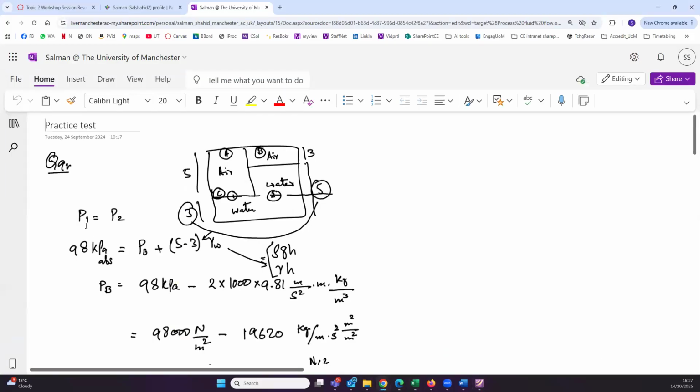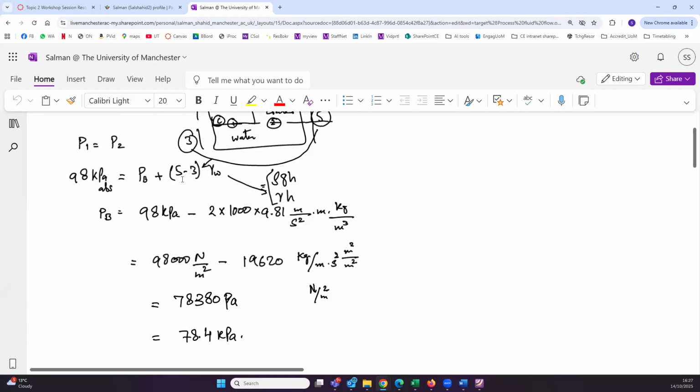So we know that P1 is equal to P2 because of isotropy of pressure, and it is connected by the water on both sides. So we write on one side 98 kilopascal. On this side, we have PB plus 5 minus 3 times gamma W. Gamma W, if you remember from the lecture and the problems, instead of writing rho G, we can write gamma H. Gamma is just rho G from the definition.